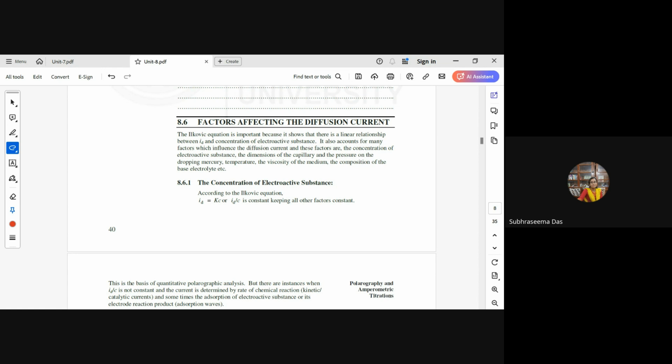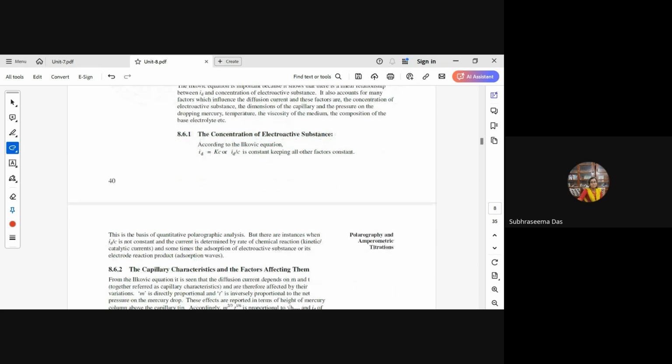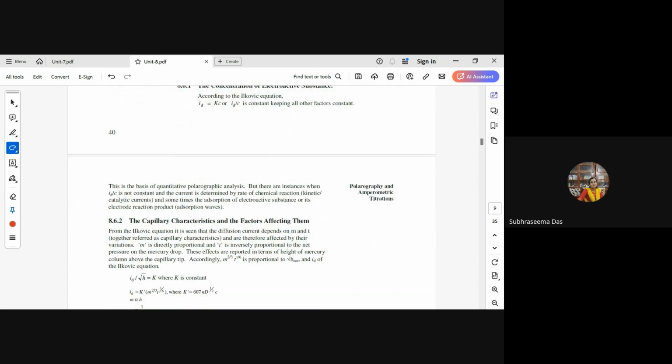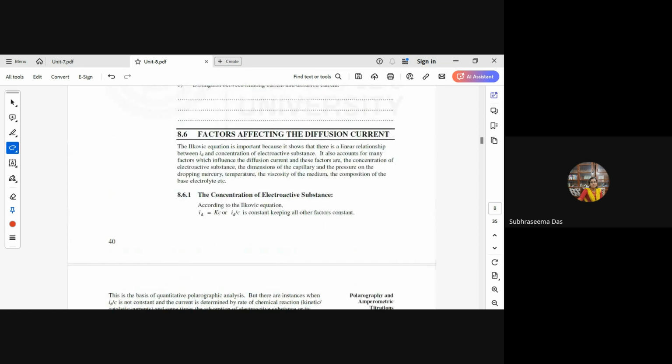When we look at the Ilkovic equation, that is ID equal to K into C, ID is the diffusion current. There are instances where ID is not constant and the current is determined by the rate of a chemical reaction, which is called catalytic or kinetic currents, and sometimes adsorption of the electroactive substance or the electrode reaction results in the formation of other waves. So the concentration is also a factor that influences the diffusion current.